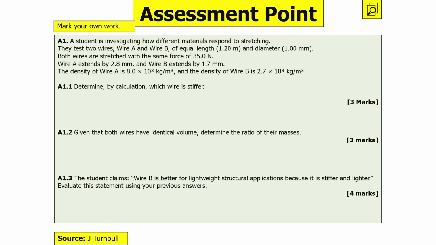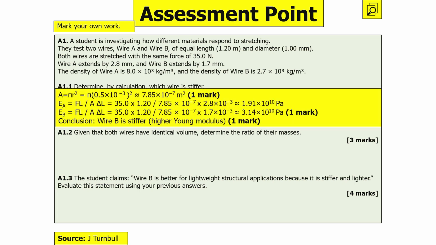Right, in this first one, the area is pi r squared. Remember, we will take the diameter and half it to get the radius and turn it into meters. So the area is 7.85 times 10 to the minus 7 meters squared.